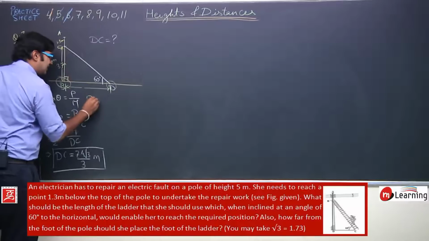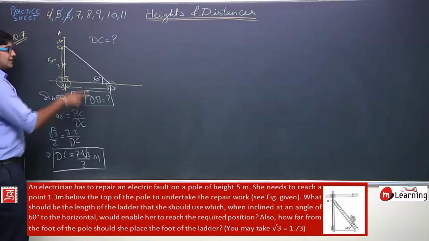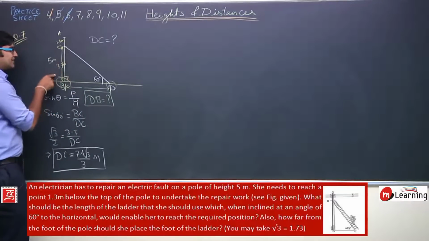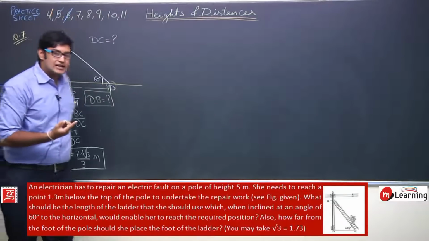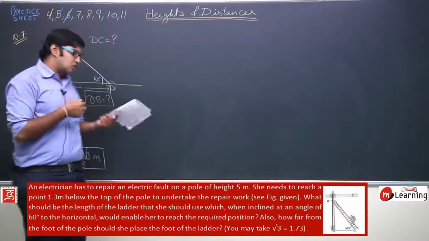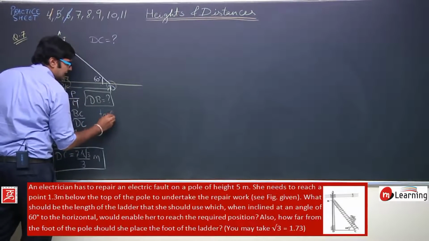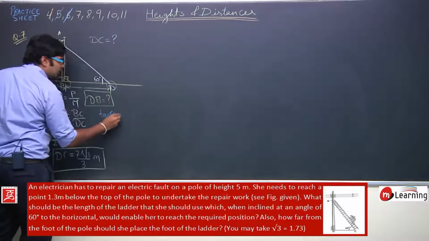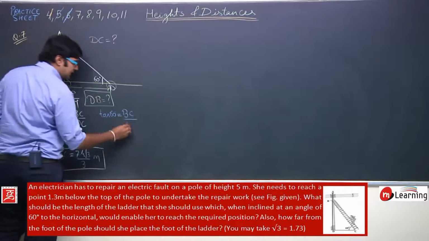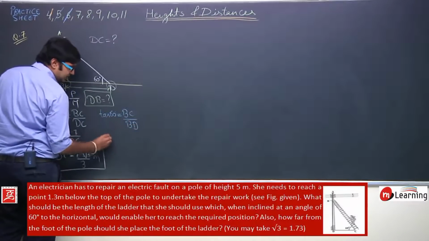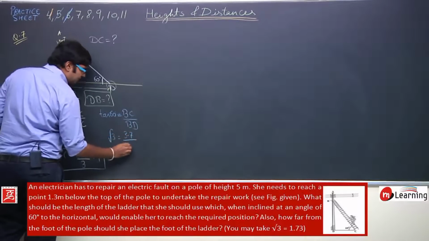I need to calculate DB, okay, this is unknown. So how to calculate DB? I can see with respect to this angle, this BC is the perpendicular and this DB is the base. So which trigonometric ratio relates perpendicular and base? We know that is tan theta, that is tan 60 degree is equal to perpendicular. What is perpendicular? It is BC upon base is BD. So tan 60 degree, root 3, is equal to BC, 3.7, divided by BD.